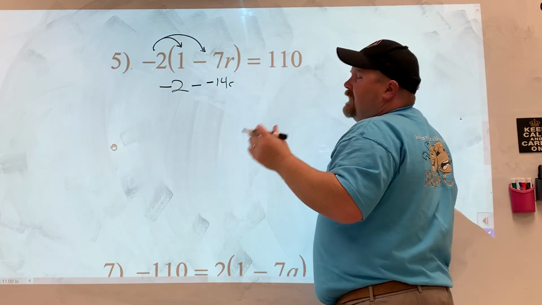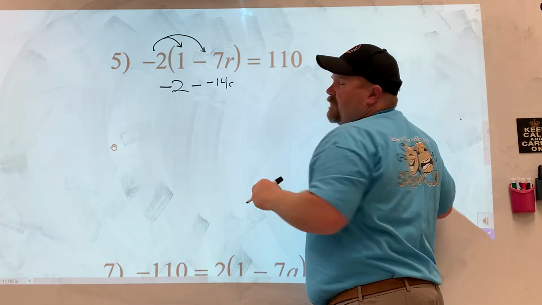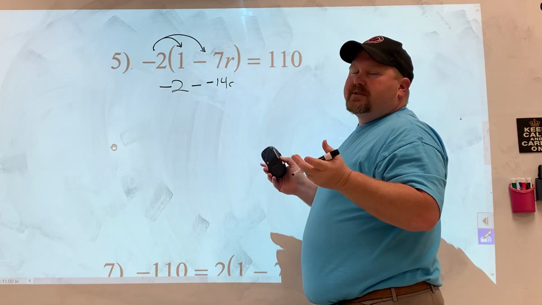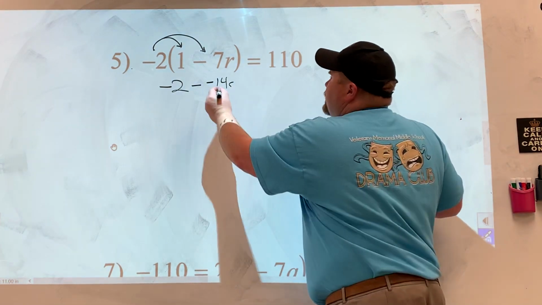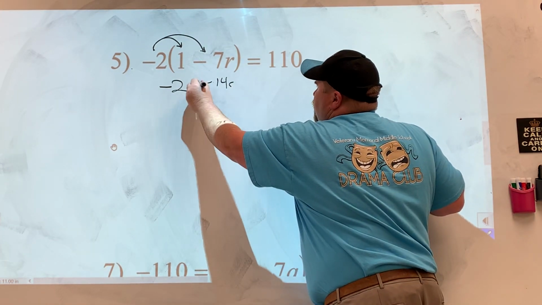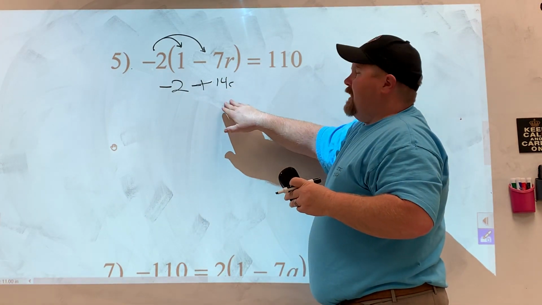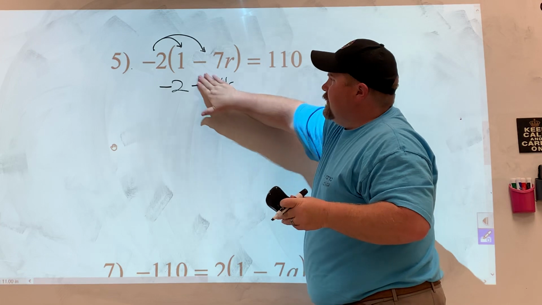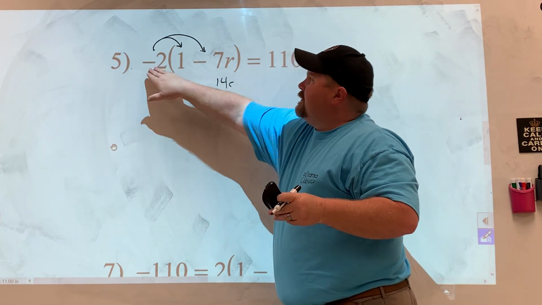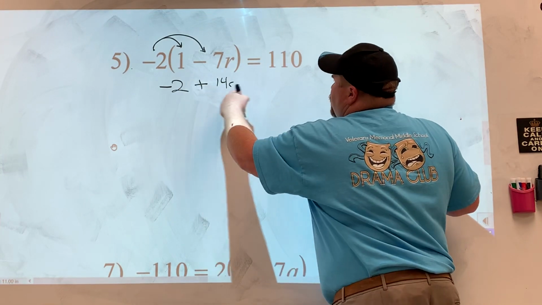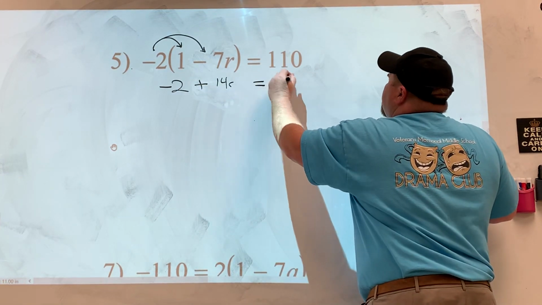Well, remember, anytime you have minus a negative, as soon as you see that, you should never have two symbols there. Minus a negative is automatically going to turn into a plus. So we can eliminate all of that confusion if we just view this as -2 times -7 to begin with, which is +14R, equals 110.